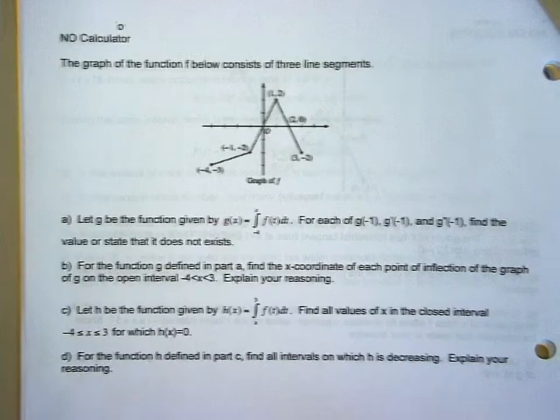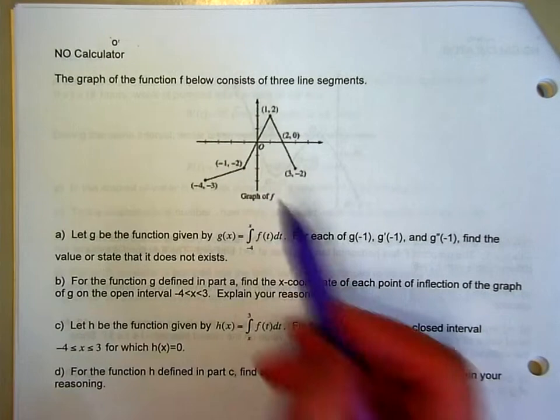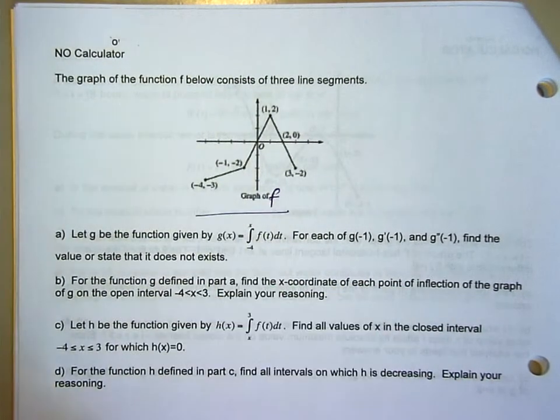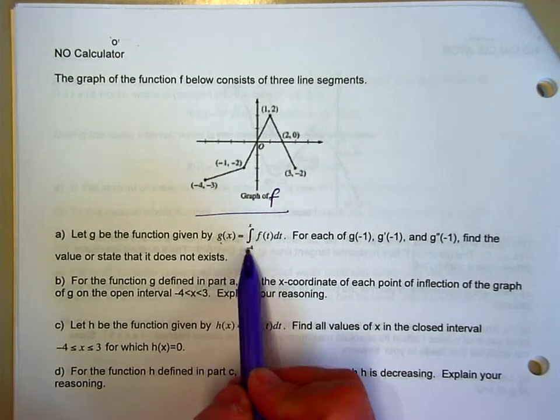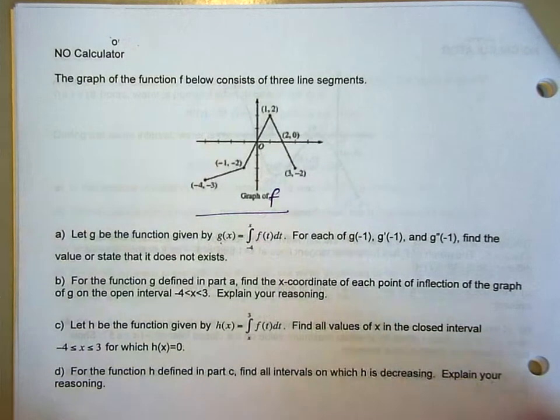This is your graphical problem. They're telling you that this is the graph of f that's given, and they define g as the integral of f from -4 to x. So they want you to find these three values. Okay, let's start with g of -1.